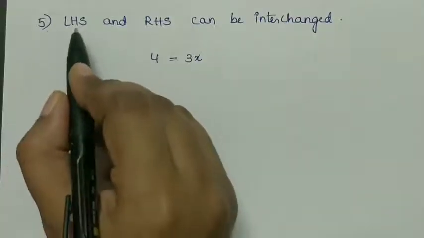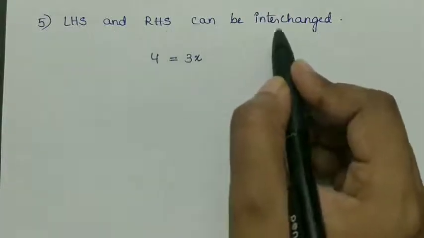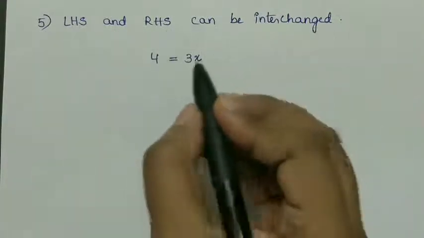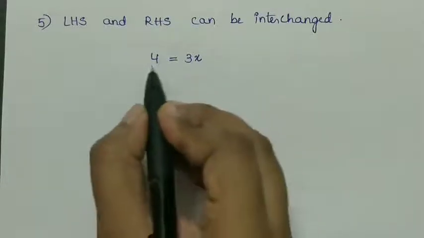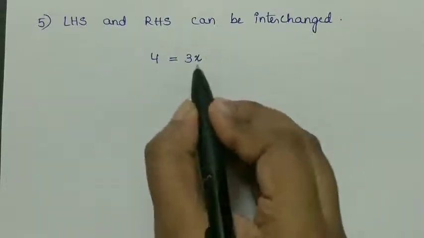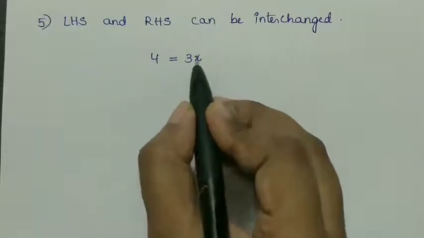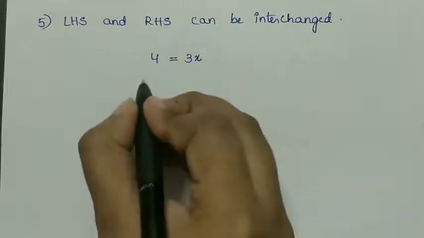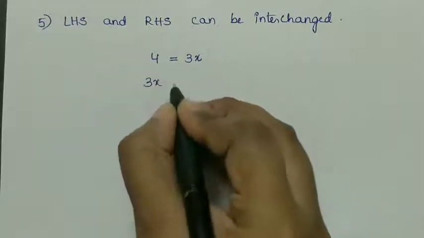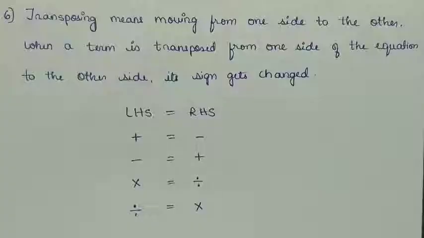Fifth rule, LHS and RHS can be interchanged. Example, 4 equal to 3x is the given equation. 4 is LHS and 3x is RHS. By interchanging LHS and RHS, we can write it as 3x is equal to 4.